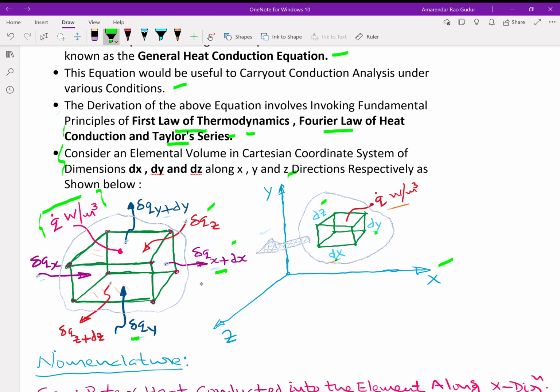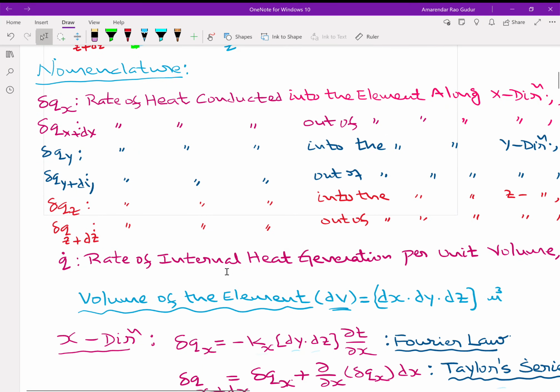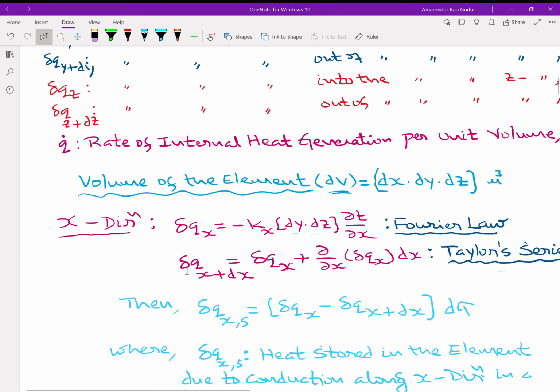And inside, as I was mentioning earlier, we have heat generated at a rate of q dot watts per meter cube. And you may note that for x conduction, the area available is dy into dz. And for y conduction, the area available is dz into dx, this area. And for z conduction, it is dx into dy, which means that the area available in any direction is the product of remaining two coordinates. And these are the nomenclature, parameters mentioned. And the total volume of the element will be the product of all these three dimensions, dx, dy and dz.